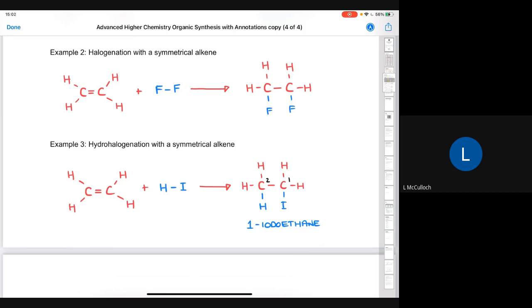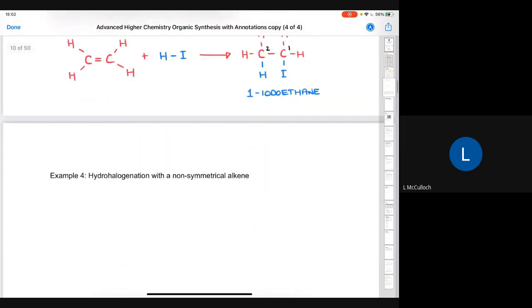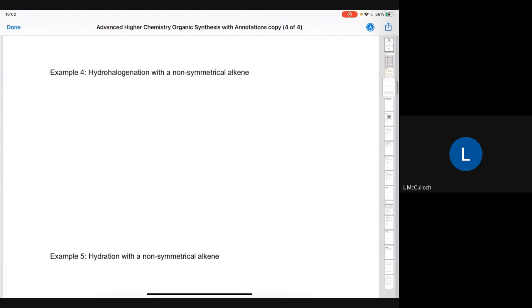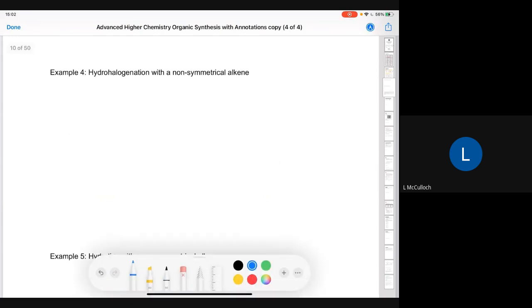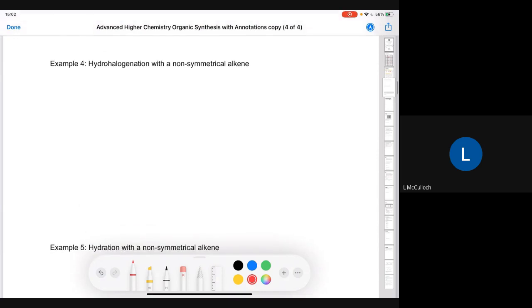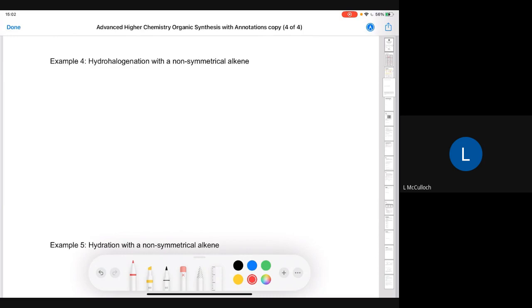Okay, so let's now go on to look at some examples in which we could get more than one product. So example 4 is a hydrohalogenation with a non-symmetrical alkene. I would probably just wait until you've seen this full diagram so that you can space it correctly, and I'll make sure to give you some time to copy it all in. So for my non-symmetrical alkene, I am going to use but-1-ene.